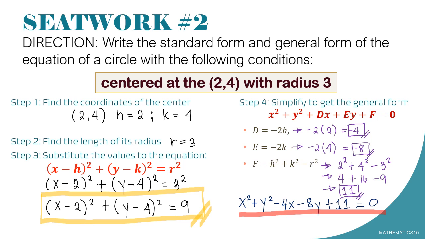Okay, so for those who are asking, how about the steps using simplifying or the expansion? For you to get the general form, you may also use this method. You may expand x minus 2 multiplied with x minus 2, so you will get x squared minus 4x plus 4. And you expand as well y minus 4 times y minus 4, so you would have y squared minus 8y plus 16. Then after that, you combine like terms together with this constant 9, and you will be able to get the same answer as this. So x squared plus y squared minus 4x minus 8y plus 11 equals 0. And that's it.